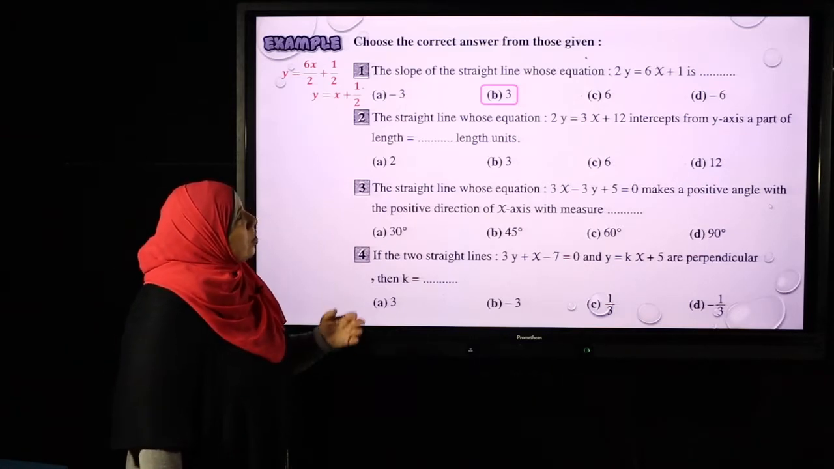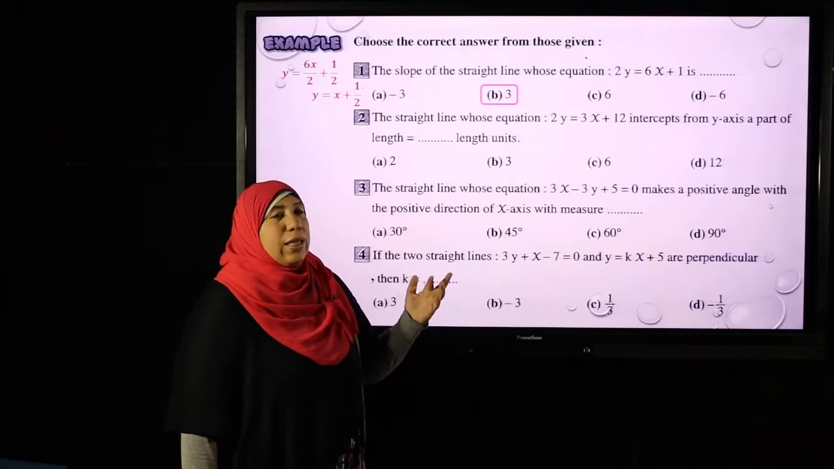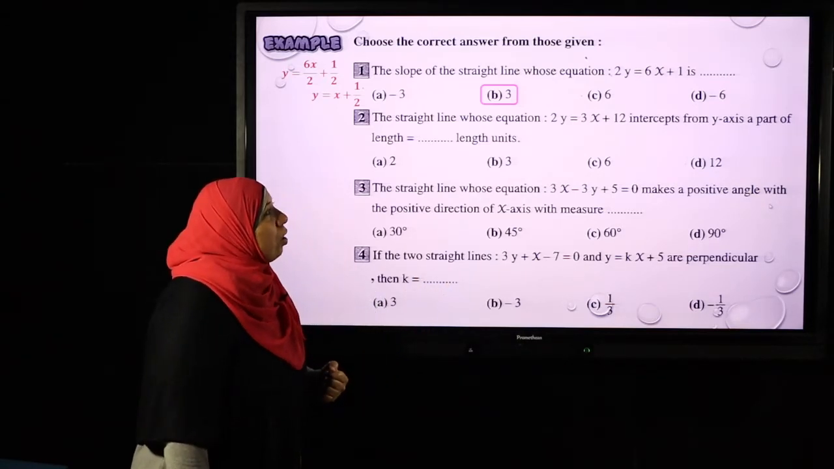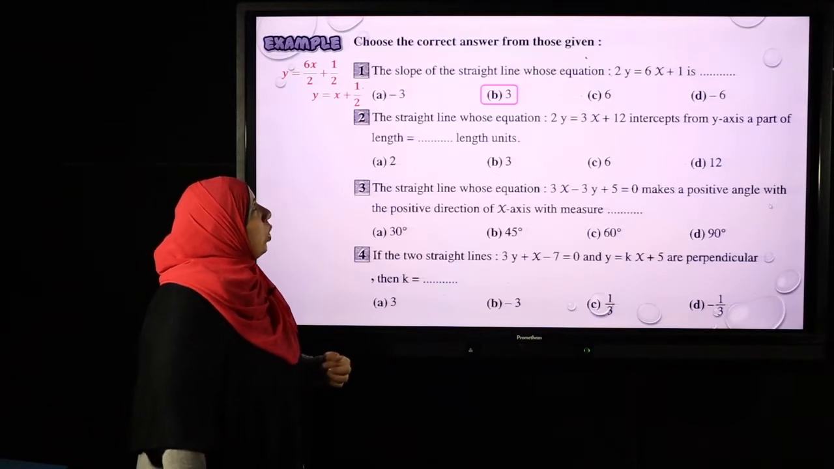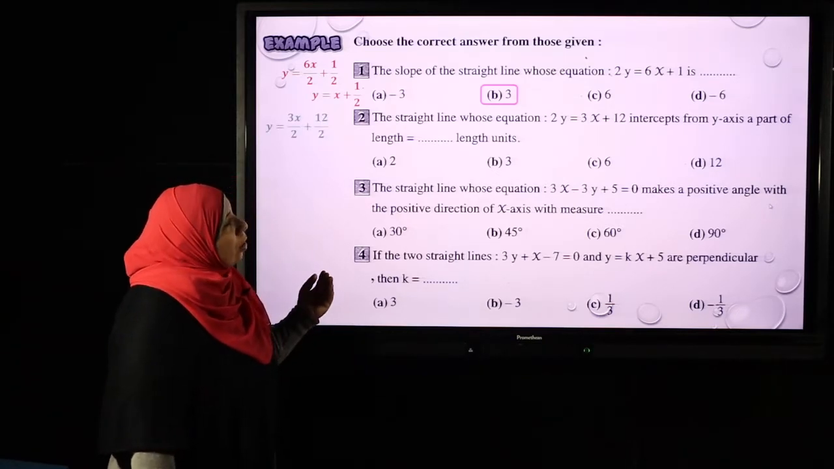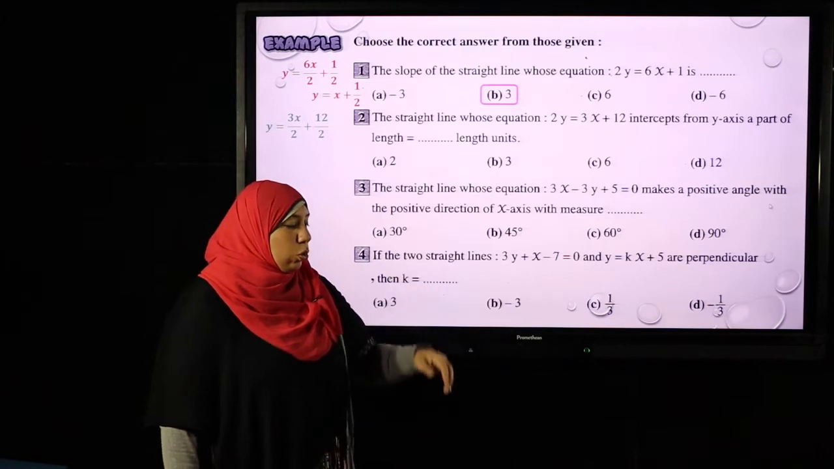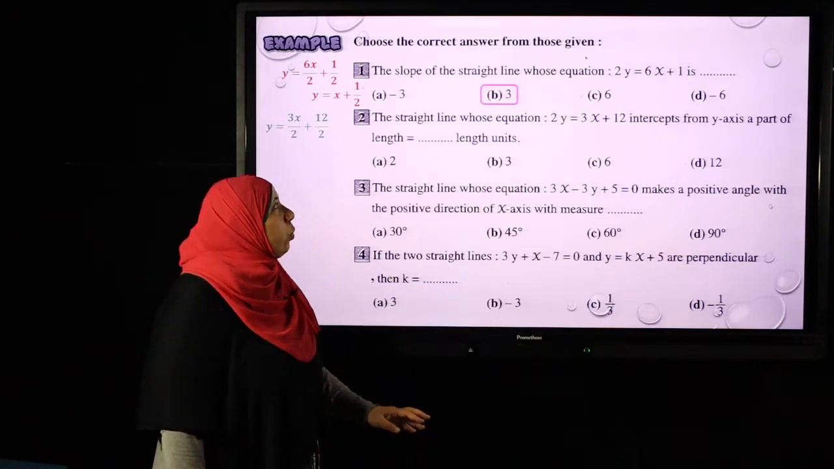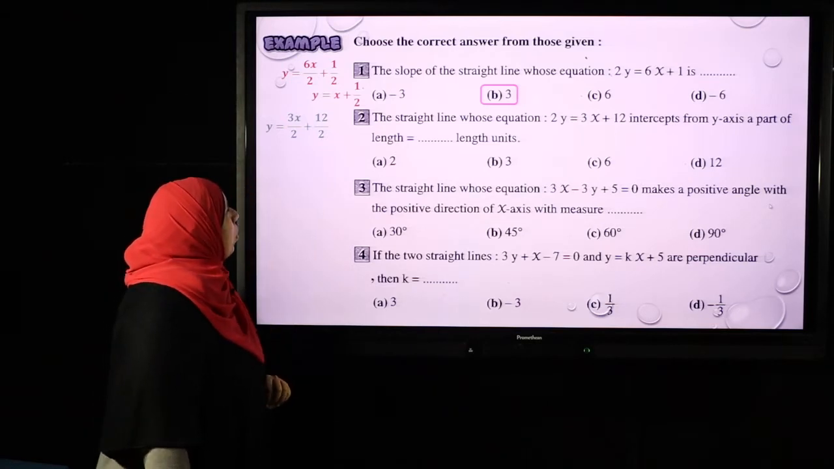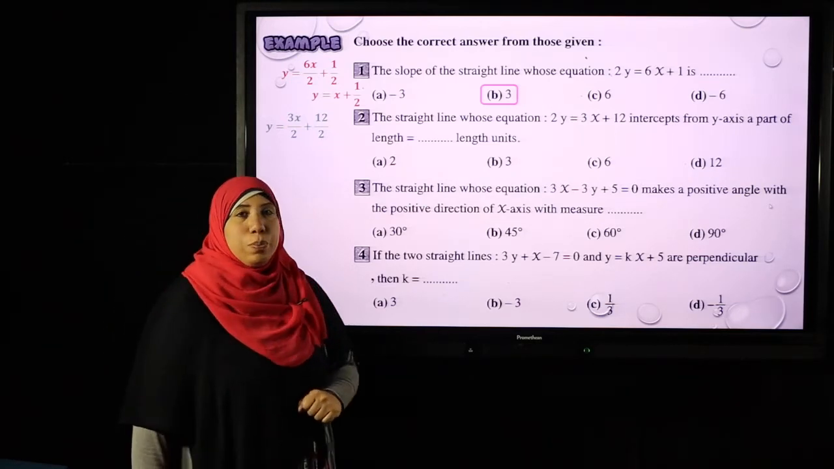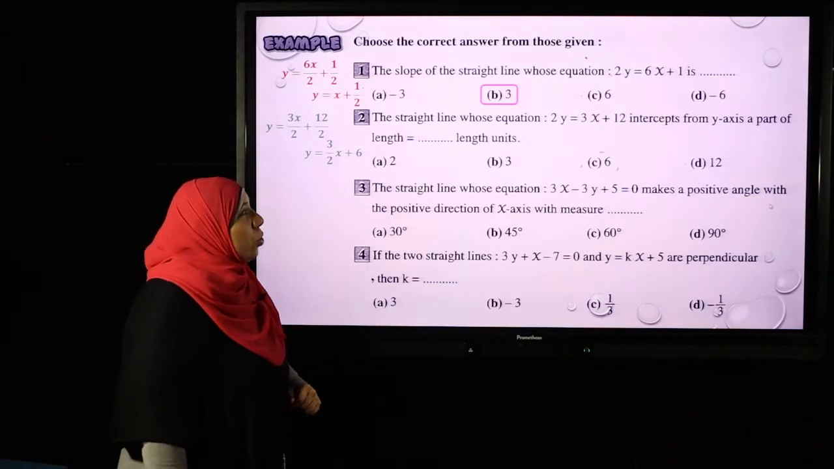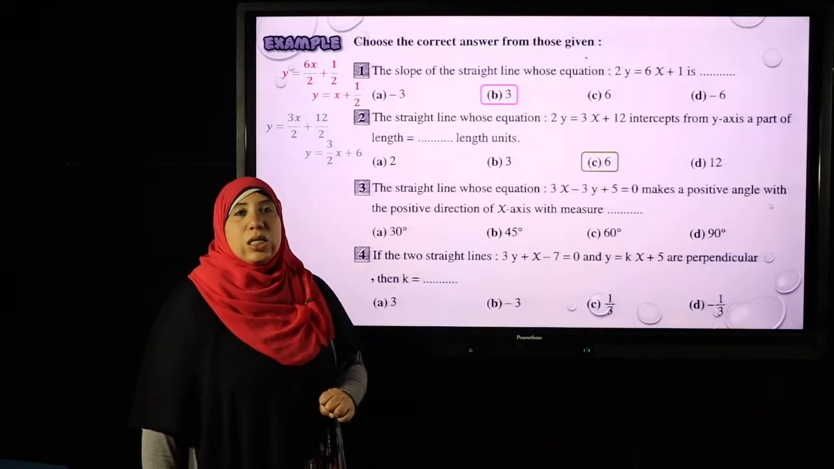Here, I have another straight line, 2y equals 3x plus 12, and he wants the intercepted part of the y-axis. Here, again, I will divide by 2 because it's a 2y. I want y equals, so y equals 3x over 2 plus 12 over 2, or 3 over 2 x plus 6. So the intercepted part here is 6.